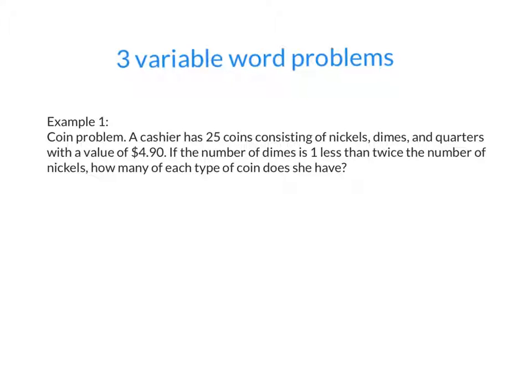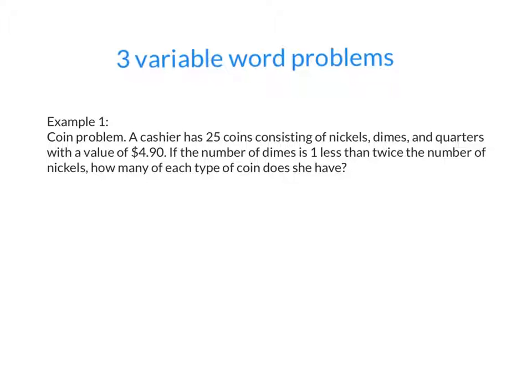Hey everyone, so I'm going to do a video on 3 variable word problems. The most important thing to do with word problems of any type is to read the problem carefully, underline important material, write things down, and try to make equations. So the first sentence is probably the most important part of this whole problem.